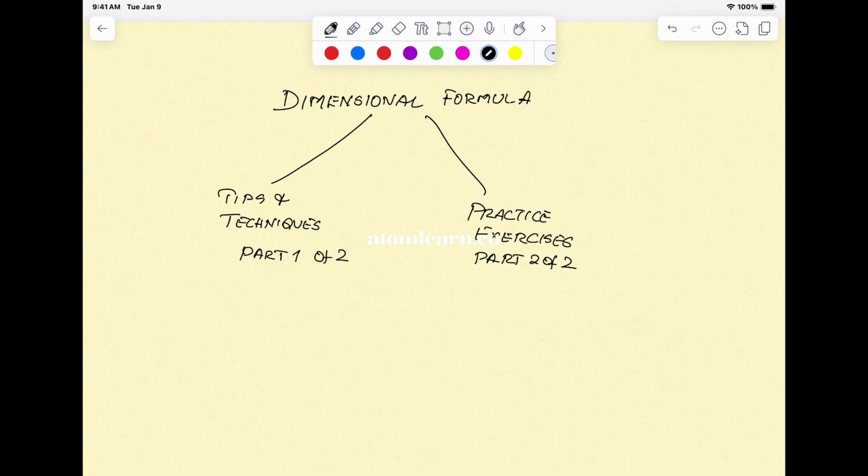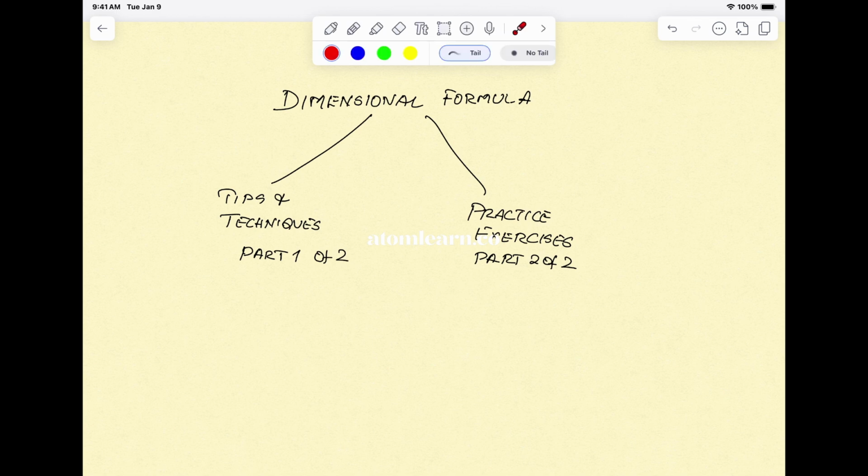In this topic, dimensional formula, we will be covering the tips and tricks I will give you so that you can solve the problems quite easily. This is the first part of the video. Therefore, right now this particular video is part 1 of 2, and subsequently there is one more video you will have to follow. The continuation will be in part 2.